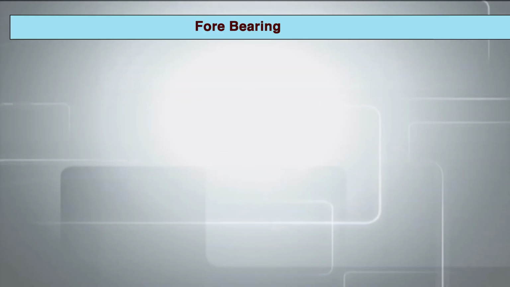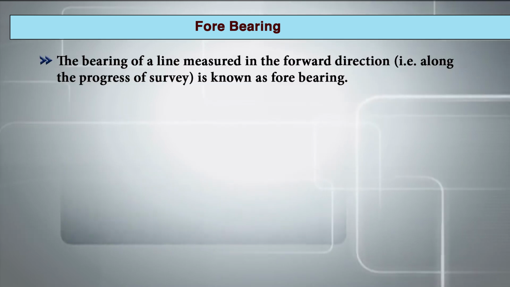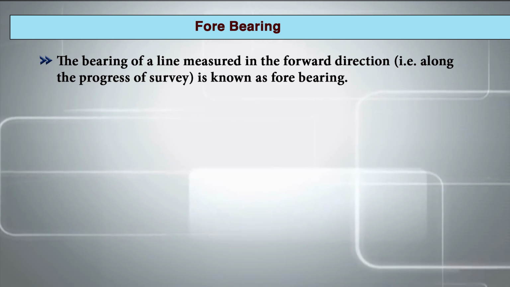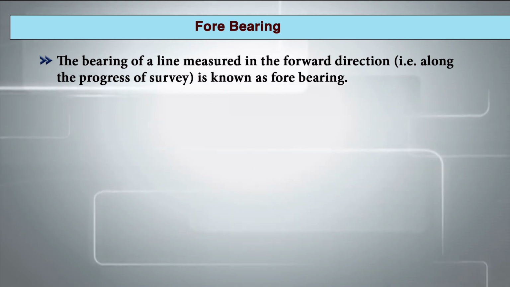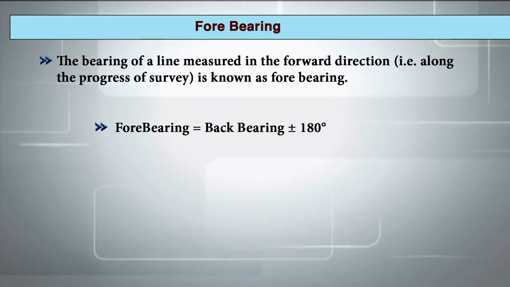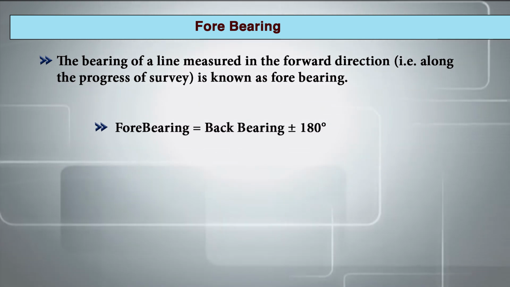Now, let us discuss what is forebearing. The bearing of a line measured in the forward direction, that is along the progress of survey, is known as forebearing. Forebearing will be equal to back bearing plus or minus 180 degree.